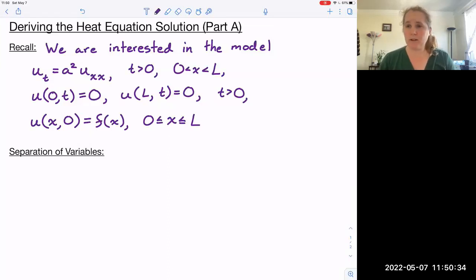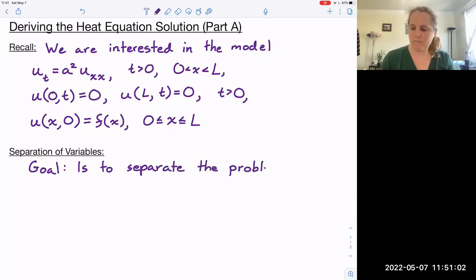So we are going to perform a trick called separation of variables, which is essentially to separate this into equations with one independent variable instead of two. So this is the goal here with separation of variables: to separate the problem into two problems with only one independent variable each.